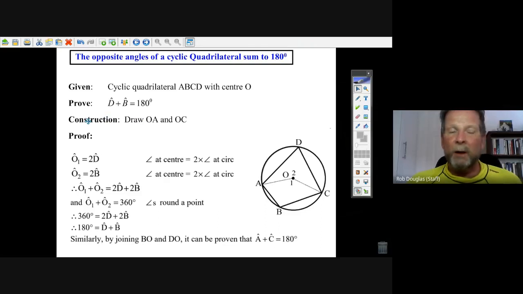And then you almost always do some kind of construction. And here we draw OA and OC. We put in these two radii here. And then there's a proof. Go through the points really carefully yourself and make sure you can do it. You might get this proof on an exam that's worth 5 or 6 marks, so it's good to do.